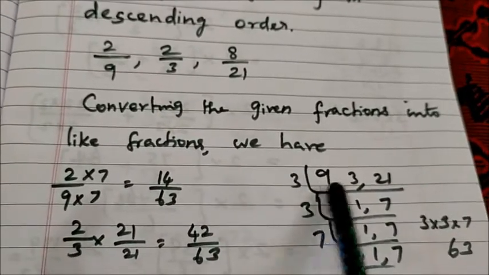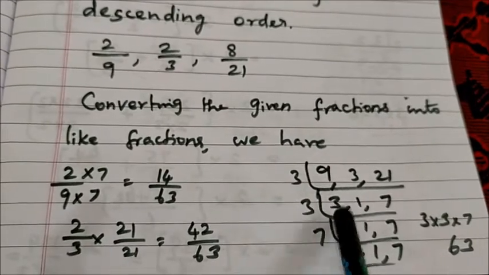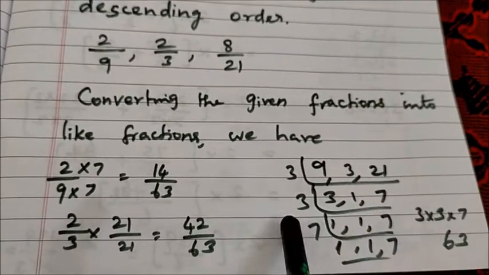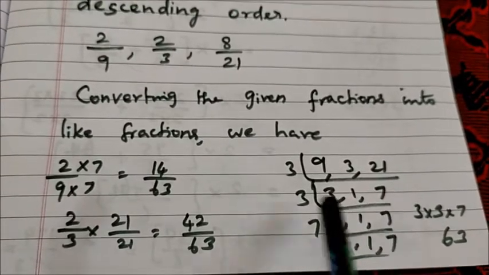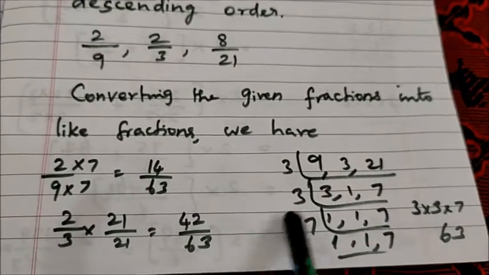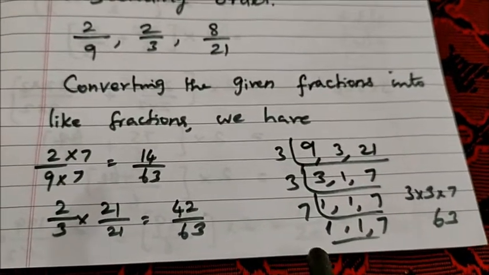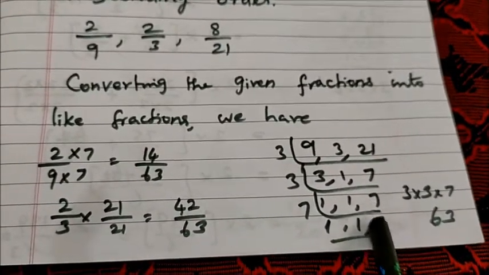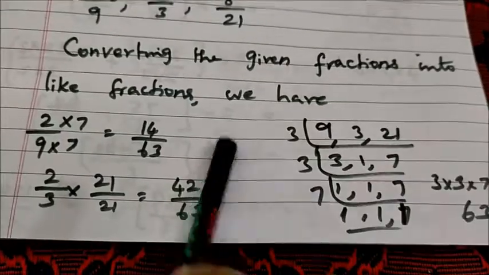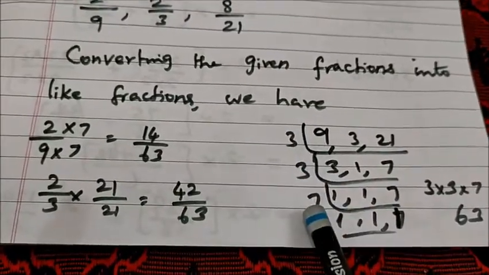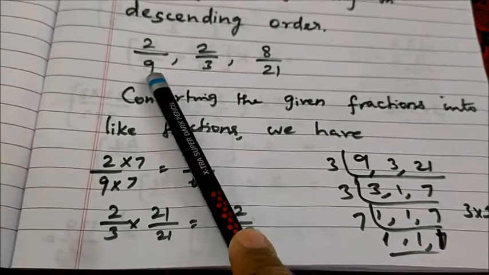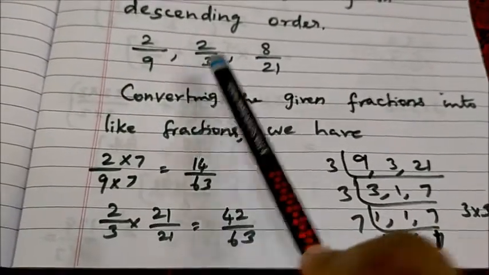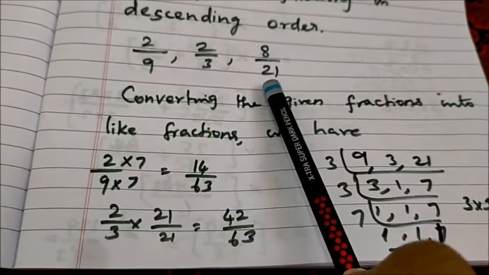3 goes into 3 numbers. So 3 3s are 9, 1, 3 7s are 21, again 3, 1, again 7. 7 does not go into 3, so again 7, 1, 1, 1. So you multiply: 3 3s are 9, 9 7s are 63. So LCM is 63. So you change 9 as 63, 3 as 63 and 21 as 63.